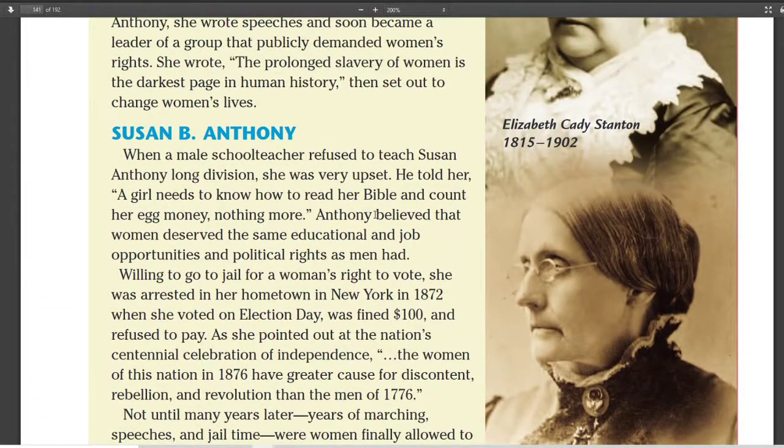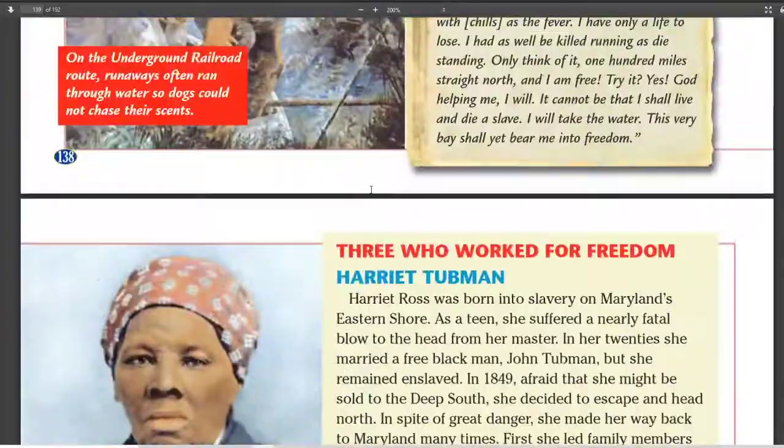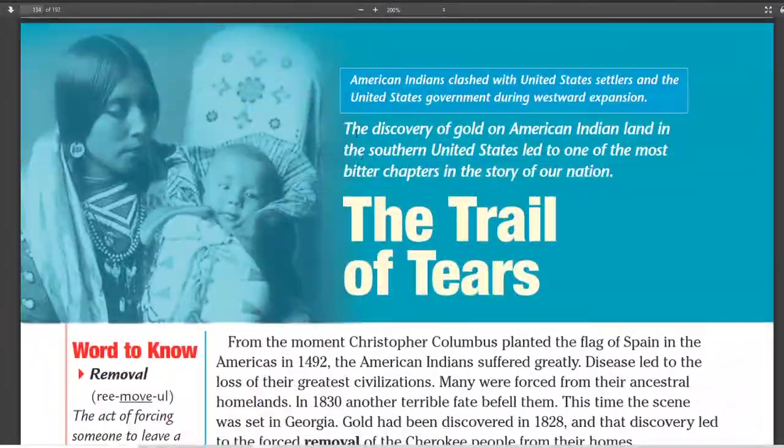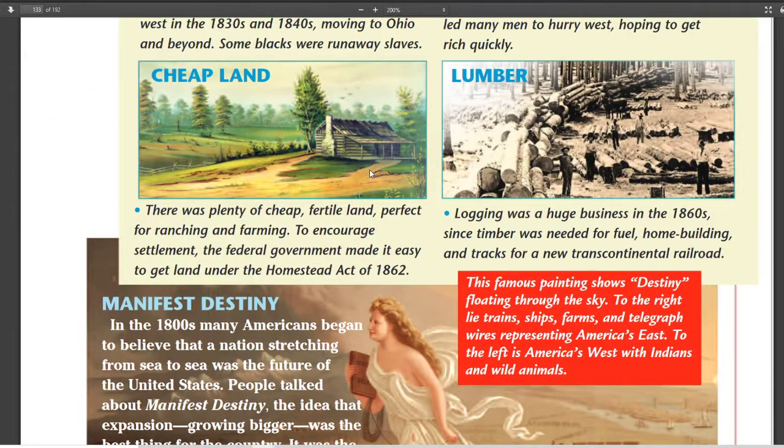And that's basically it, Chapter 7. Just look over those things, know your territories, know your people, know your definitions, and I think you'll do very, very well on Chapter 7.